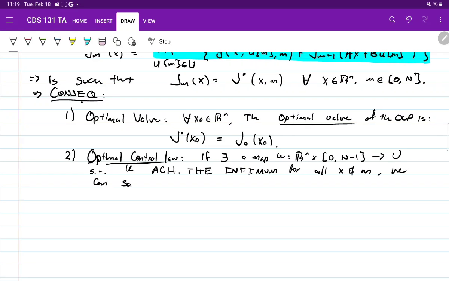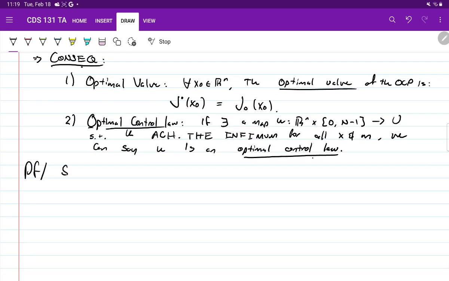We can say K is an optimal control law. The proof of this is effectively that K is a map that's a function of state and time, which is achieving the optimal value at every single step. So as a result of this, K must be an optimal control law. The proof is similar to the recursion idea sketched out above.